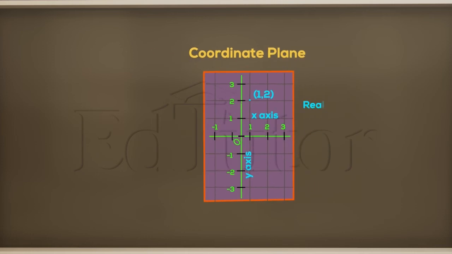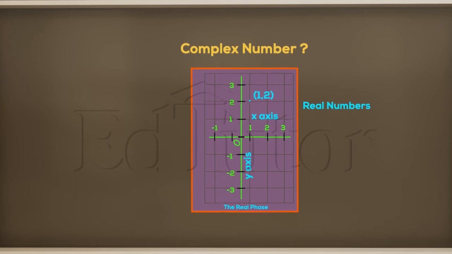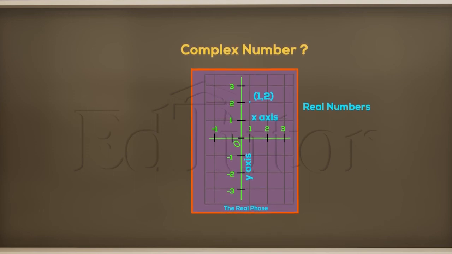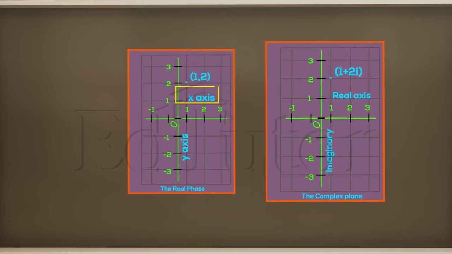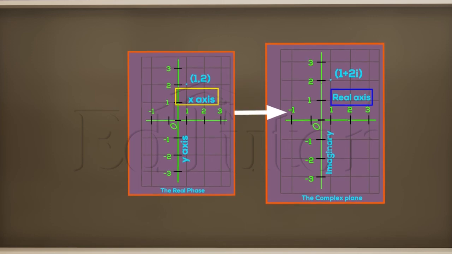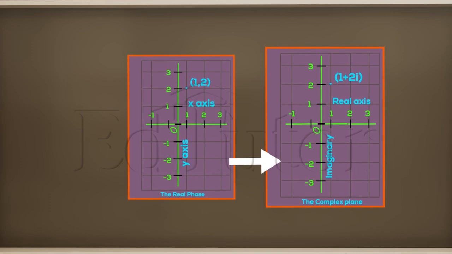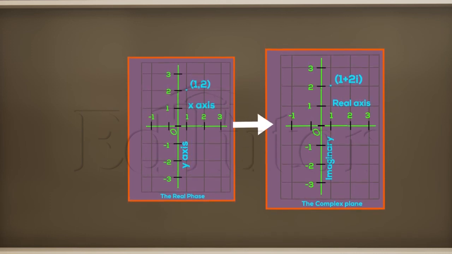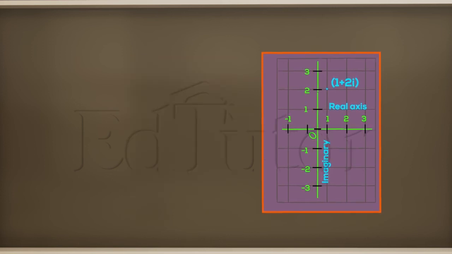Now, on the real plane, we can only plot real numbers. But what if we need to plot a complex number? Well, that requires something known as the complex plane, and we can have one by a few changes on the real plane. First, change the labeling. X-axis to real axis and y-axis to imaginary axis. Second, replace the real numbers on the y-axis with imaginary numbers. And there we have it.